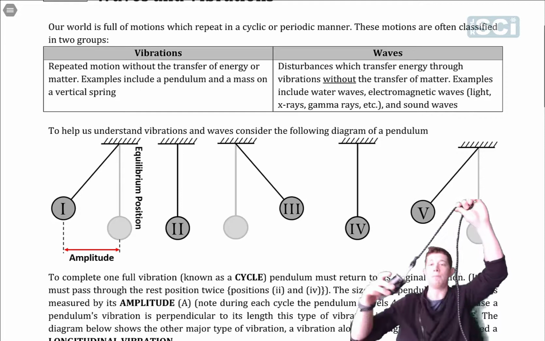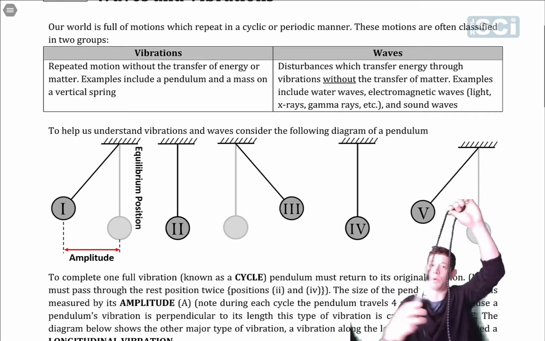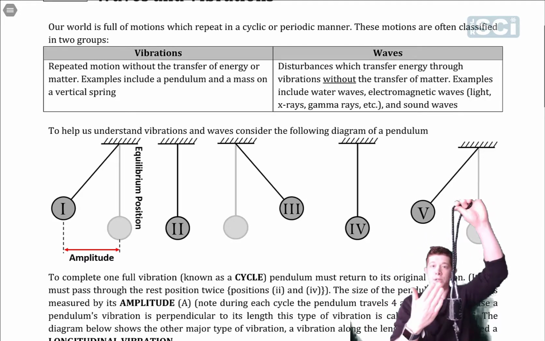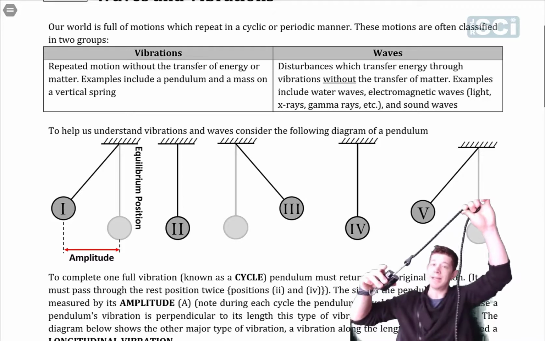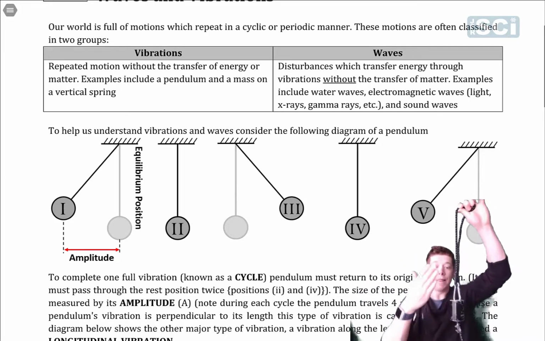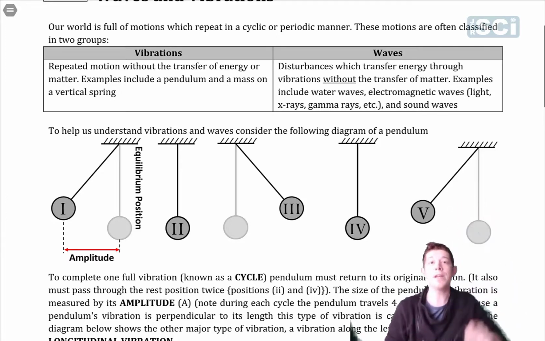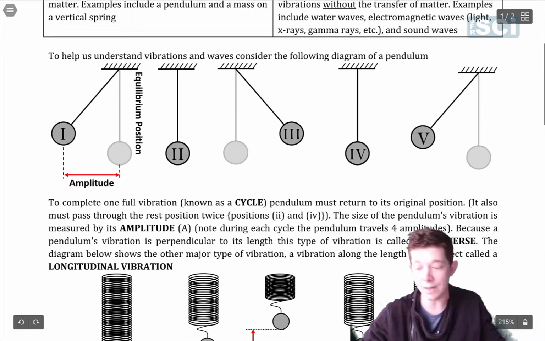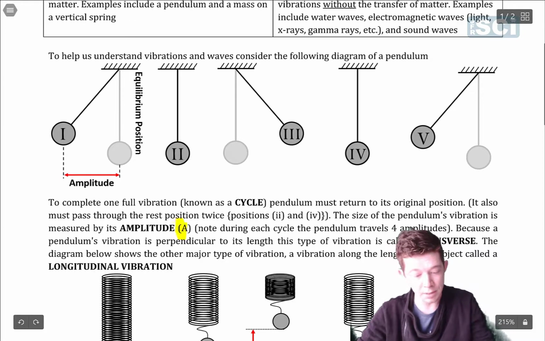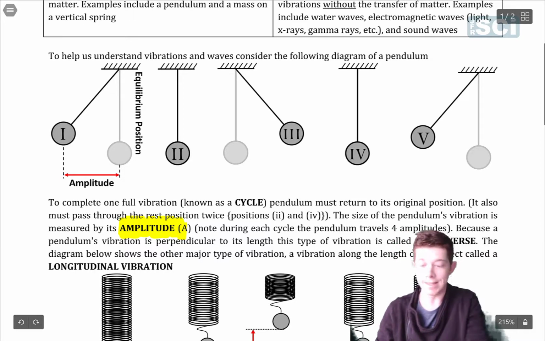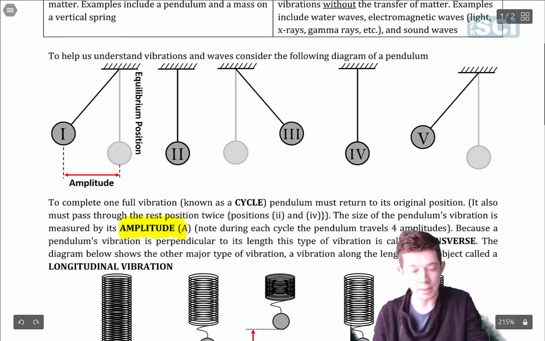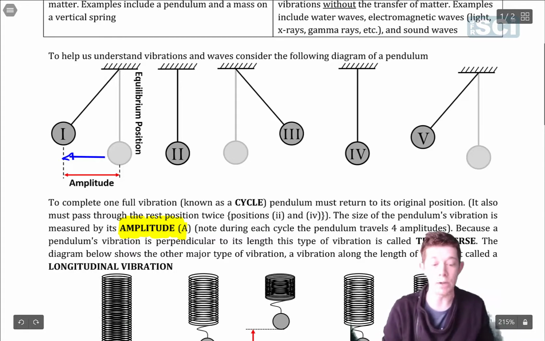If I pull it back, I'm giving it a displacement away from its equilibrium position. This displacement is going to be the largest distance away from the equilibrium position that the pendulum can reach, and we give it a special name. We call it the amplitude. The amplitude is the difference between the equilibrium position and the furthest away, or the largest displacement away from the equilibrium position.